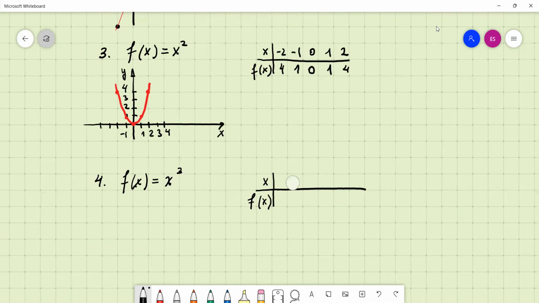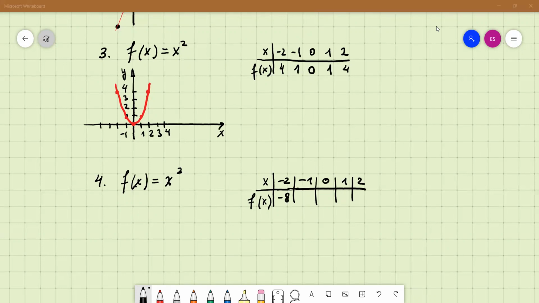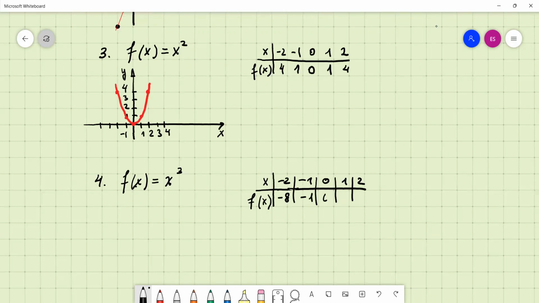Well, we're just going to do a different scale on the y-axis. So I'm going to do here -2, -1, 0, 1, and 2. -2 cubed is going to give me -8. -1 cubed is going to give me, oh, sorry, it's going to give me -1. 0 cubed is 0, 1 cubed is 1, and 2 cubed, 3 times 2 is 8.